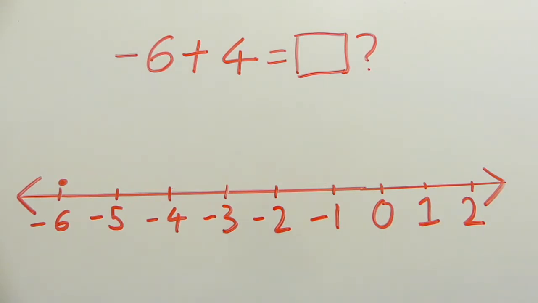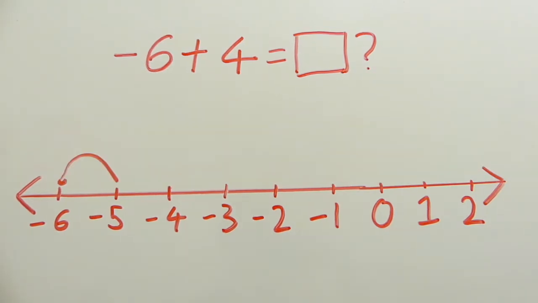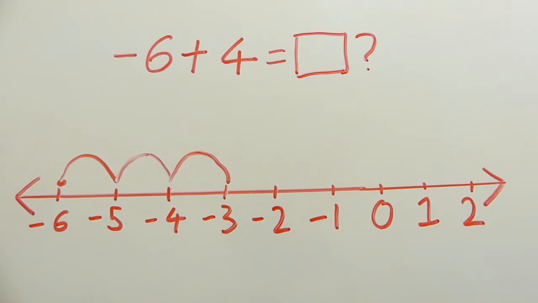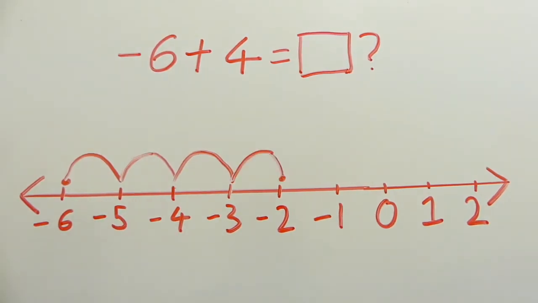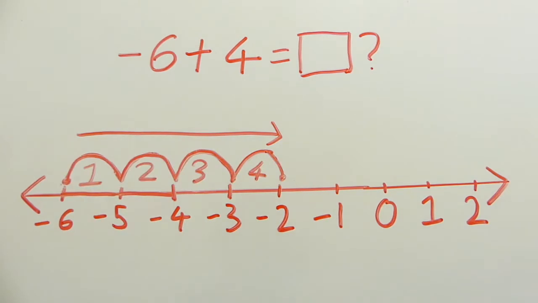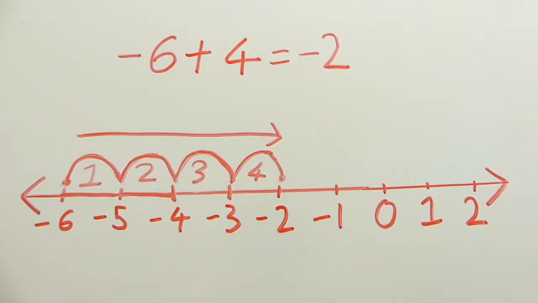And because it tells us to add 4, we have to move to the right, which means we have to move 4 units to the right. 1, 2, 3, and 4. So now we see it has led us to -2, and we know that's our answer because we've added, so we've moved the number to the right, and we've moved 4 units. So we can see that our answer is -2.